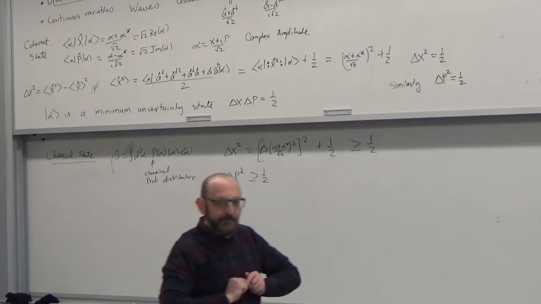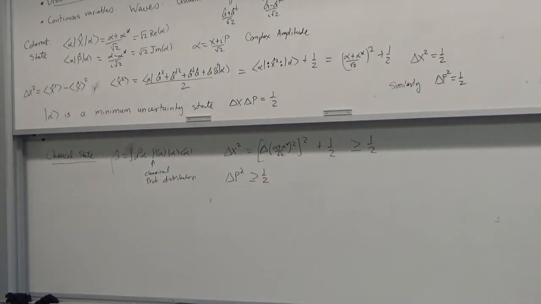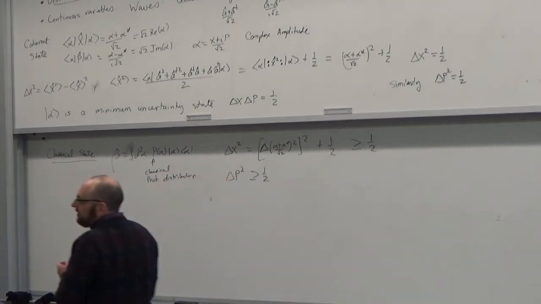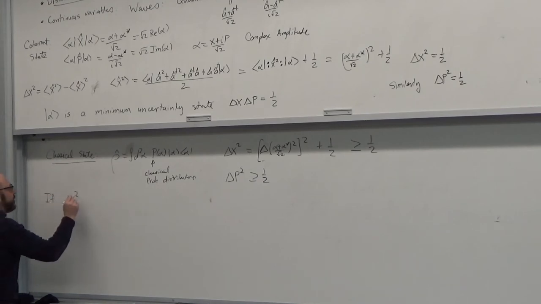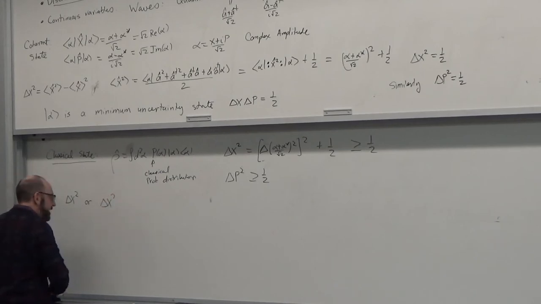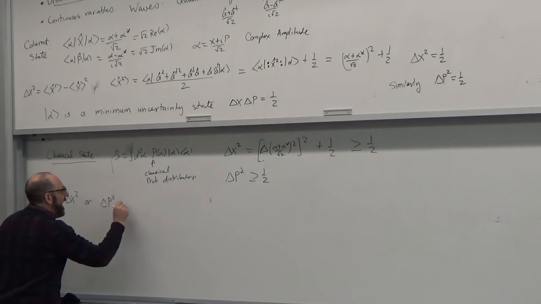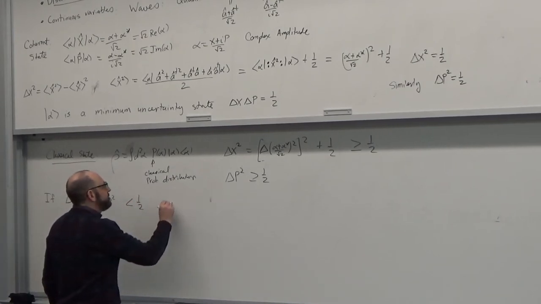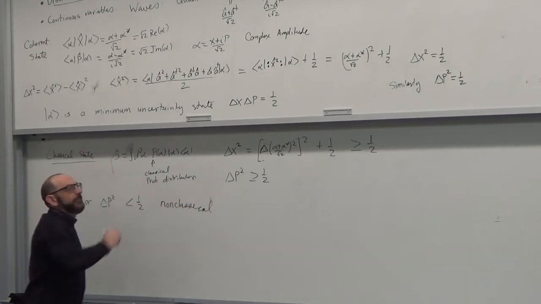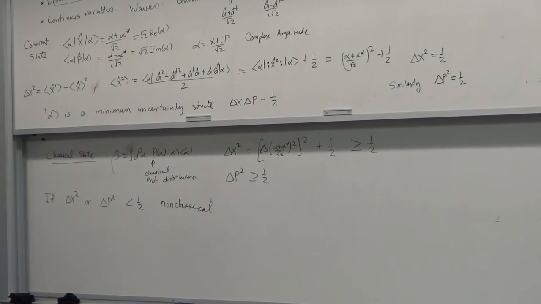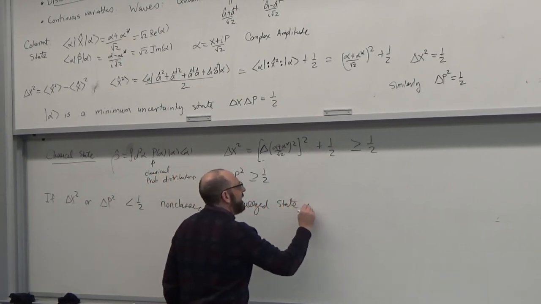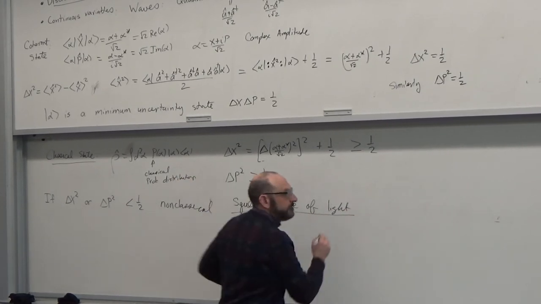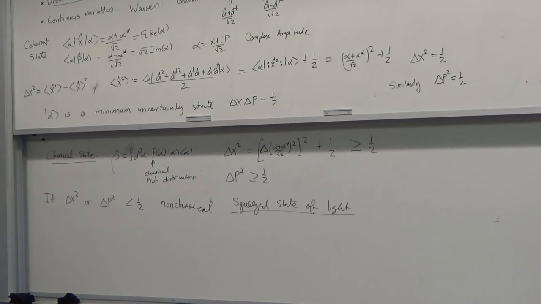So another signature that we would say exhibits non-classicality is if this is less than 1/2. So if x squared or P squared fluctuations are less than the vacuum level, then this is non-classical. It cannot be explained in terms of a statistical mixture of coherent states. And that state, of course, is known as a squeezed state of light, which is what we're going to study for the next few lectures.